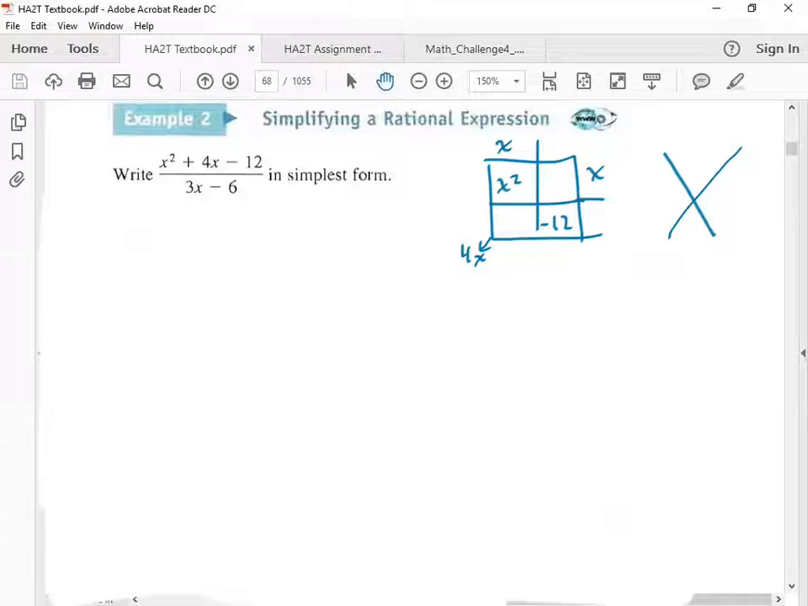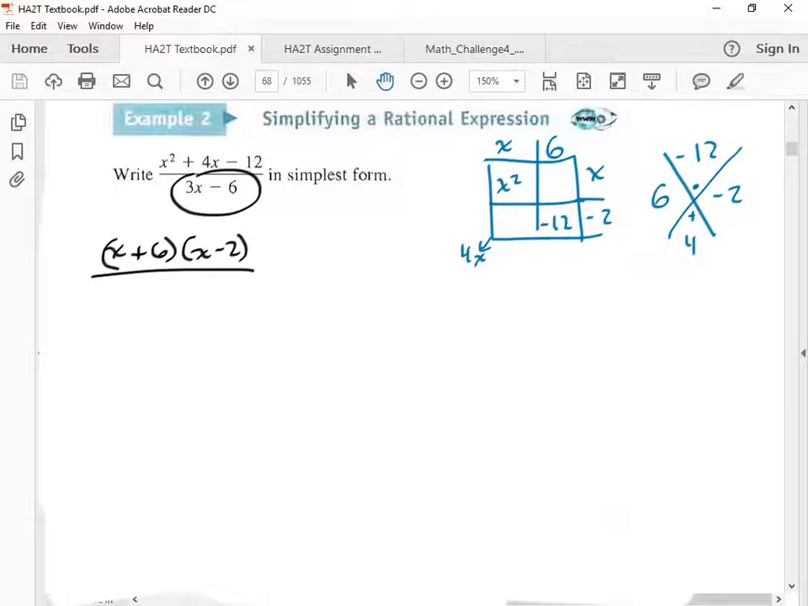If you learned it with the big X, you're kind of doing the same thing. You put negative 12 up top, and 4 on the bottom. What times what would give you negative 12, and then add to give you positive 4? You guys would say 6 and negative 2. And that also would have worked right here, 6 and negative 2. Then you could have multiplied it out to test it. So we would write x plus 6, x minus 2, divided by, now the bottom doesn't have an x squared.